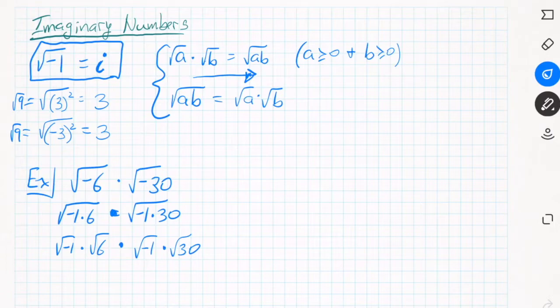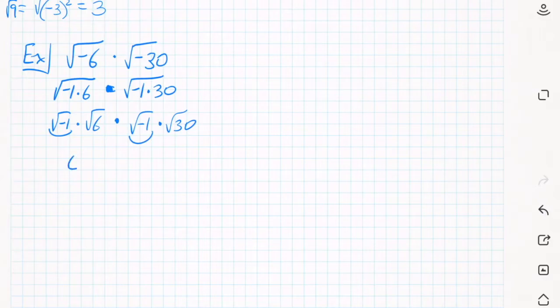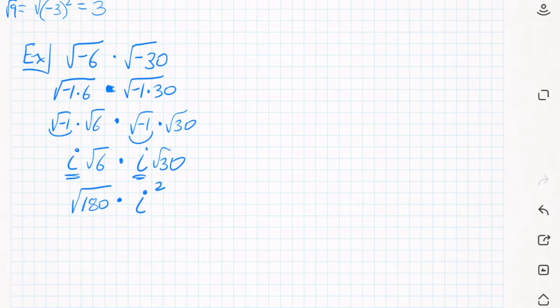Okay. So when we do this, the square roots of negative 1 are now free, and we can write this as i square root of 6 times i square root of 30. Then when we multiply them, we're going to get the square root of 180, because now I can multiply them together. And then what gets weird is this i times i, algebraically, becomes i squared. So we have to figure out what to do with that term, right? So let's figure out what to do with i squared.